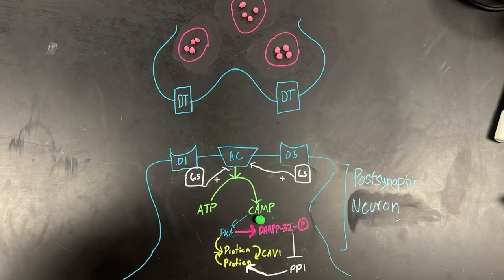Once this cycle is completed, dopamine is allowed to return to the presynaptic neuron and return to its vesicles.